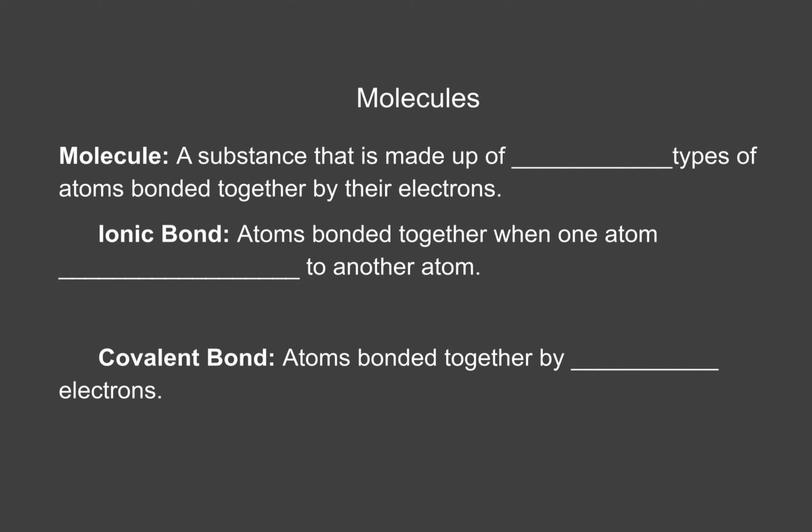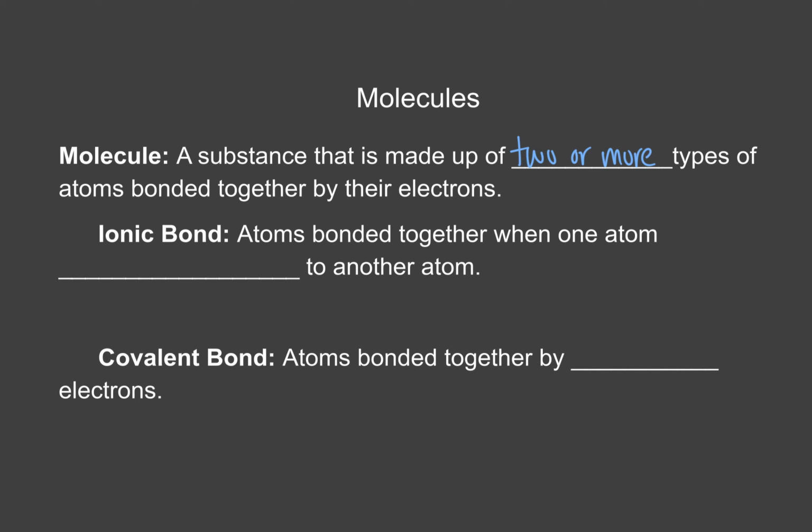So a molecule is a substance that is made up of two or more types of atoms bonded together by their electrons. The electrons are what bond things together. And there's two major types of bonds. There's way more than just these two, but the two strongest bonds that can form are ionic bonds and covalent bonds.